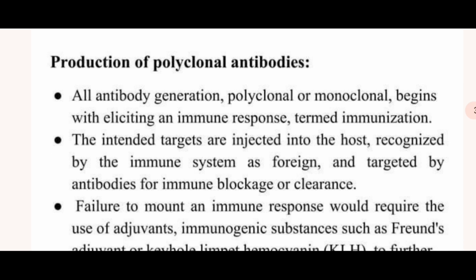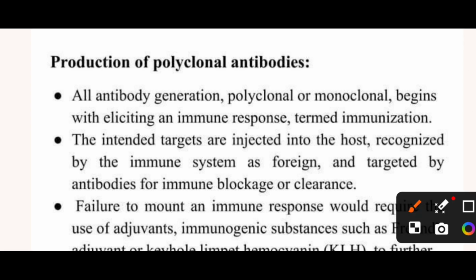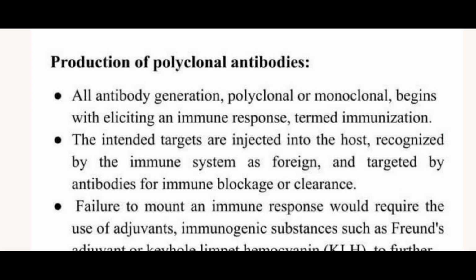Now, how does the production of polyclonal antibody take place? All polyclonal antibody generation starts with the elicitation of an immune response termed immunization. So basically this is done by the immunization process. The intended targets, that is, a host like mice, rabbit, whatever host you are choosing, recognize it as foreign, and it is targeted by antibodies for immune blockage or clearance.